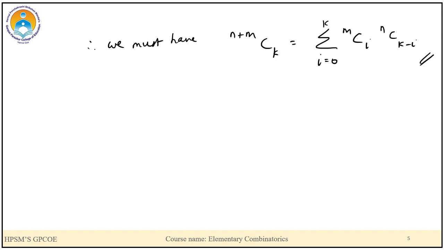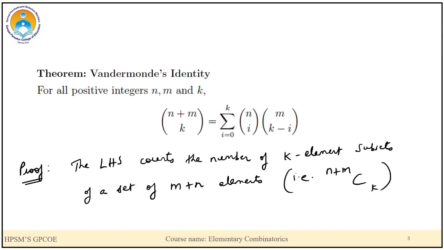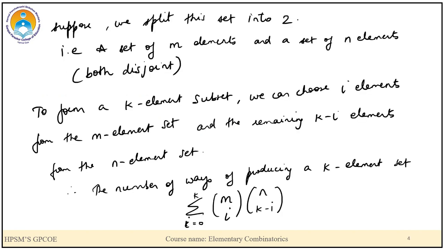So to summarize, we simply divide our set into two parts: a set containing m elements and a set containing n elements. Remember, both of them have to be disjoint. You cannot have anything in common to both of them. Now to form a k element subset, if I choose i elements from the first set, obviously I need to choose the remaining k minus i elements from the second set. So this is how I get the proof of the identity.